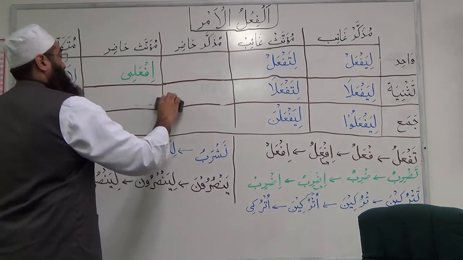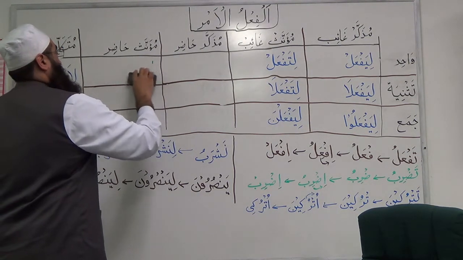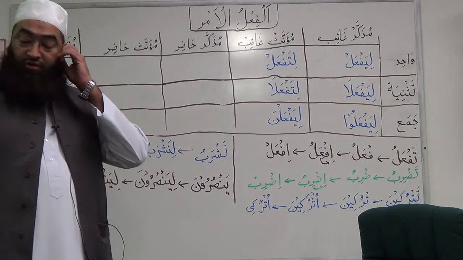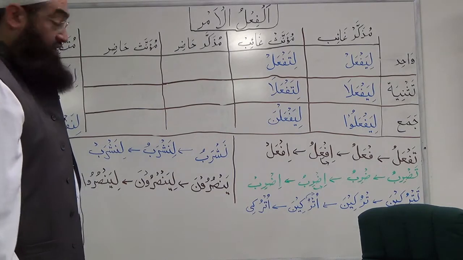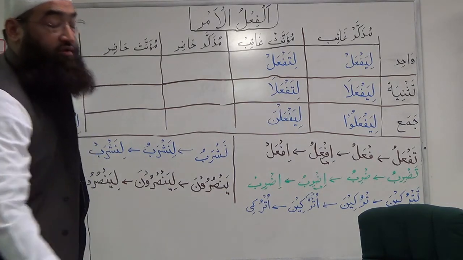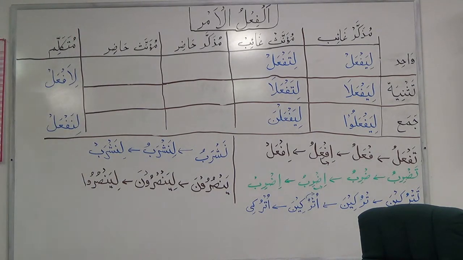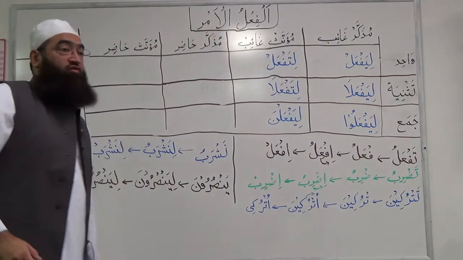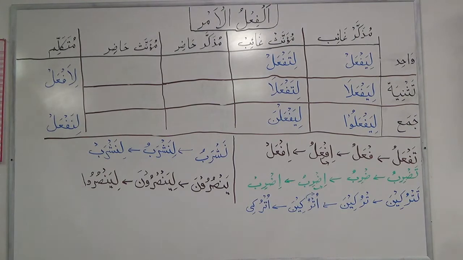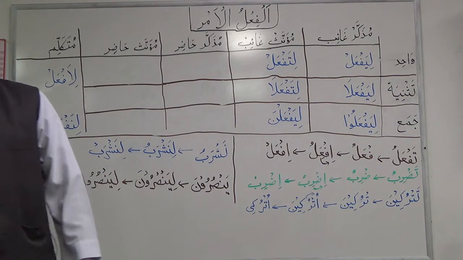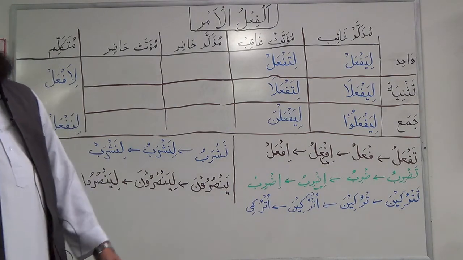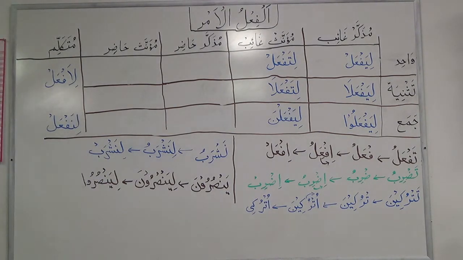All right. We're going to use the word to open. How do you say to open in Arabic? Fataha, yaftahu. Okay. So if I'm going to tell one person, male, open it, or open the door. How do you say door in Arabic? Bab, right? So open the door. How are we going to say it?